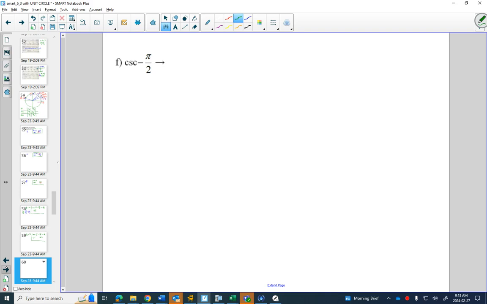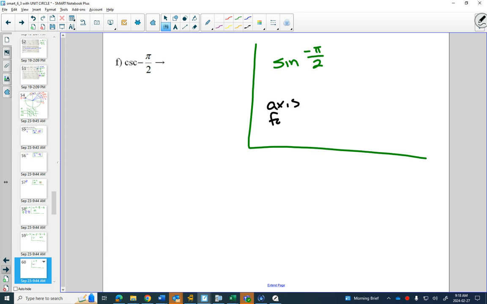Cosecant, negative pi over 2. So in my thinking box here, if I see cosecant, I think about sine. Sine of negative pi over 2. Right? This is part of my axes family. Negative pi over 2, it's not really in a quadrant, the axes family. They're always like in between. Negative pi over 2 is down here at the bottom, right? It's in between quadrant 3 and quadrant 4. But we can't really say it's in a quadrant.